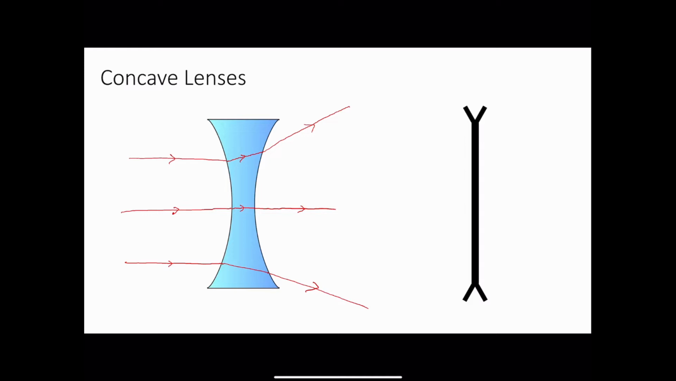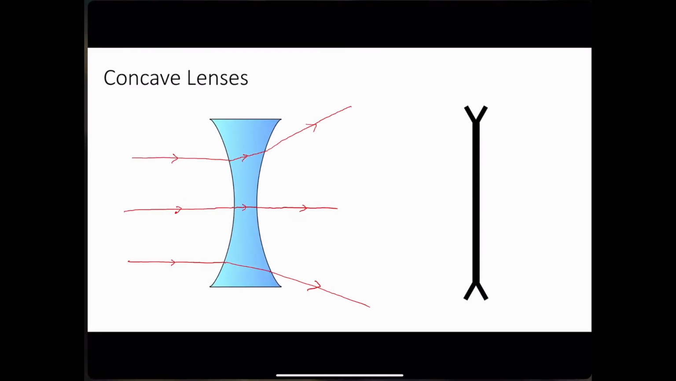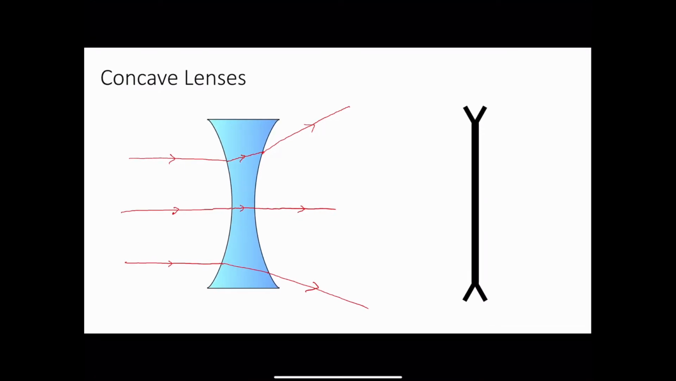Because these rays on the right hand side of our lens are never going to meet one another, we actually can't use that to produce a real image. We can only ever produce virtual images with concave lenses. And we do that by tracing back our projected rays of light from the right hand side. Okay, so we trace them back like so.